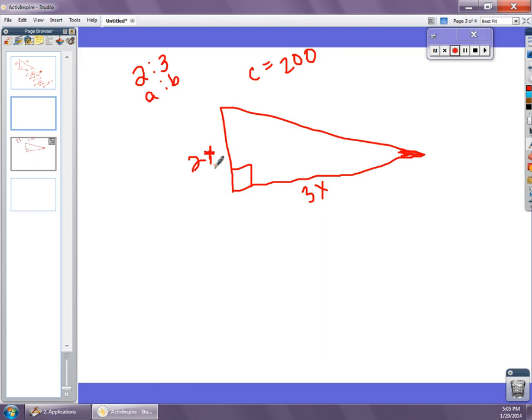Now remember, if this is 2x and this is 3x, we still have to square them. So we're still going to say a squared plus b squared equals c squared. You do get a lot of students that forget to actually square these. And when you square 2x, remember you're squaring both the 2 and the x.